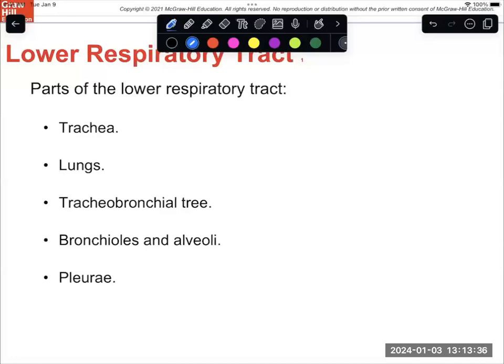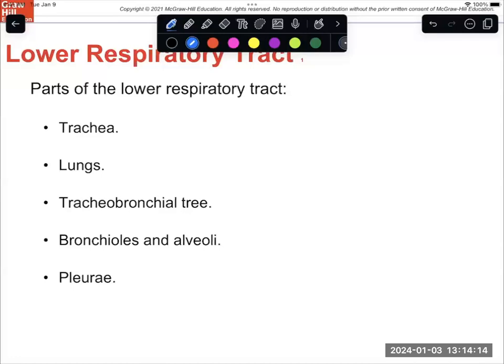The trachea, that windpipe, is what takes that air from the larynx down to the chest, where it divides into right and left sides, giving us those main bronchi, which are going to go into the right or left lung. The tracheobronchial tree, that's what divides or branches, hence the word tree. It's going to continue to branch and branch off into more and more air spaces.